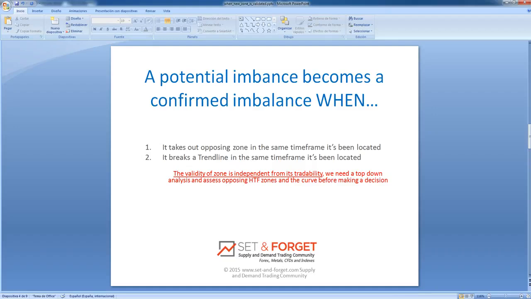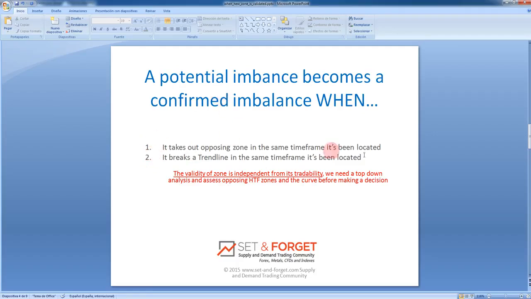This is a core rule for the supply and demand set and forget community, and it deals with the validity of our potential imbalance. We have two rules, and you should know them by heart because they are very powerful. A potential imbalance becomes a confirmed imbalance with option one, option two, or both at the same time.